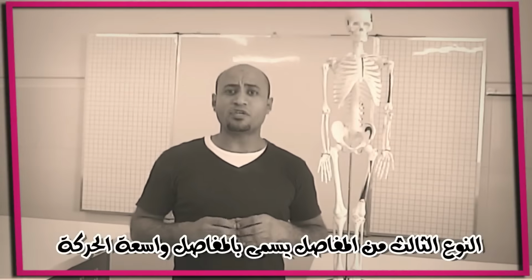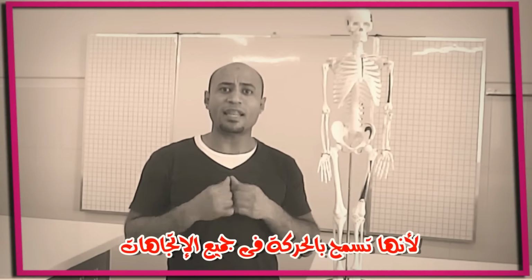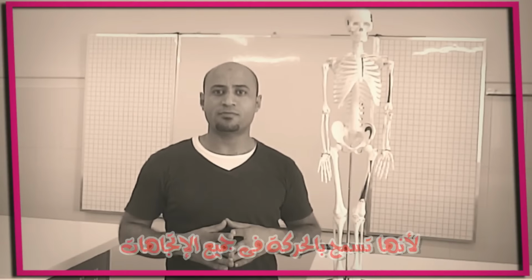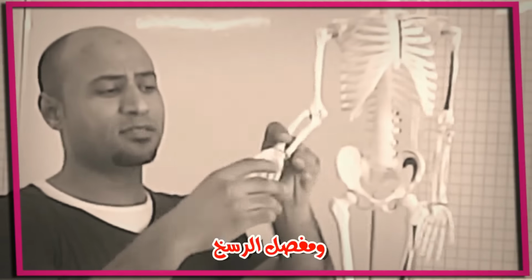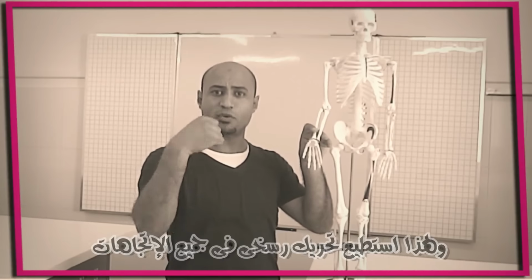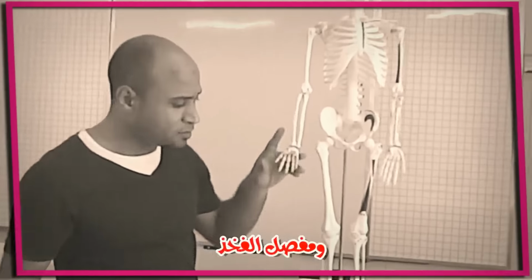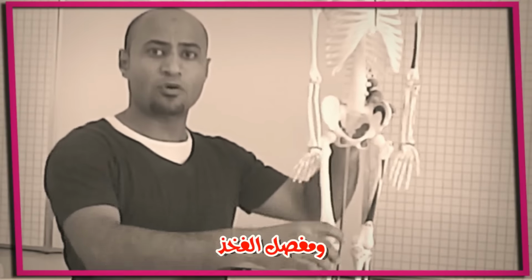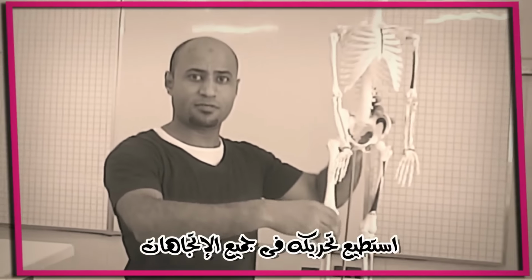The third type of joints is called freely movable joints because they allow movement in all directions, such as the shoulder joint. It allows the movement in all directions, and the wrist joint. It also allows the movement in all directions, so I can move my wrist in all directions. And the hip joint or thigh joint, I can move it in all directions.